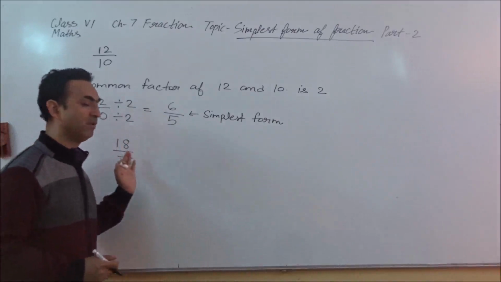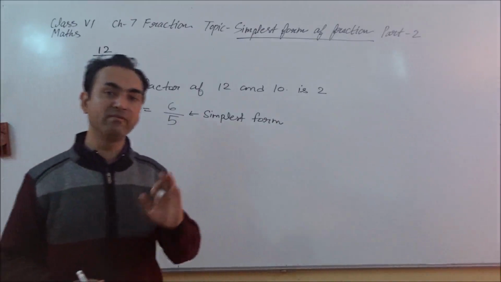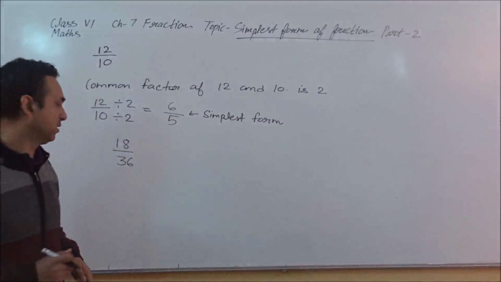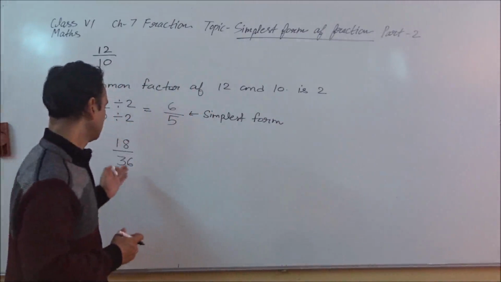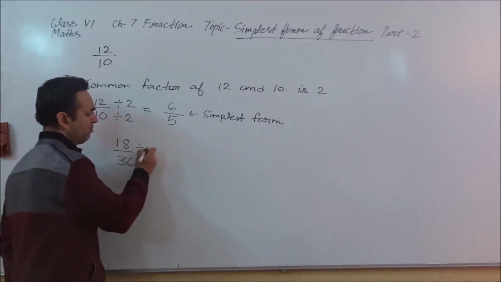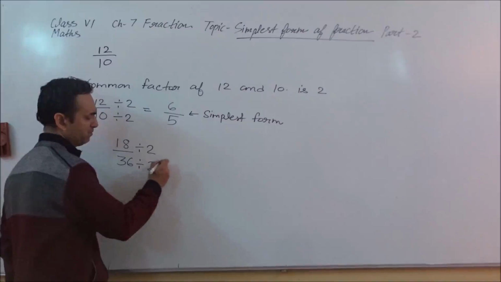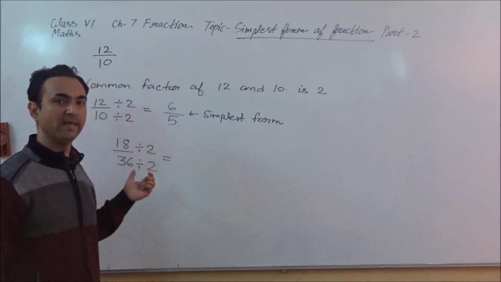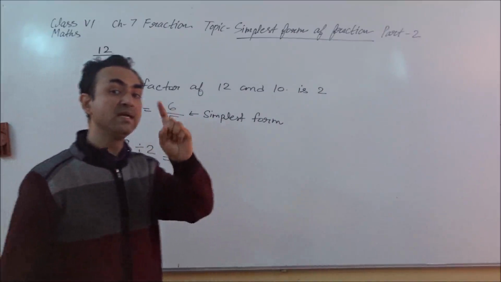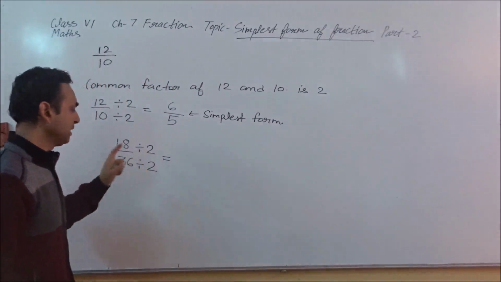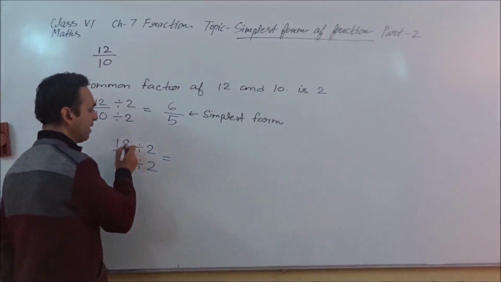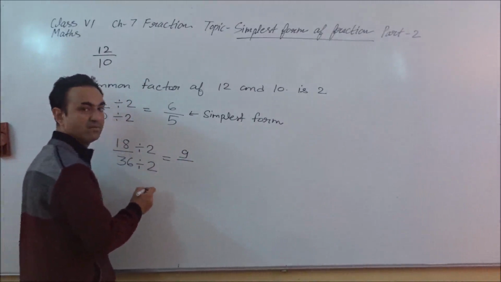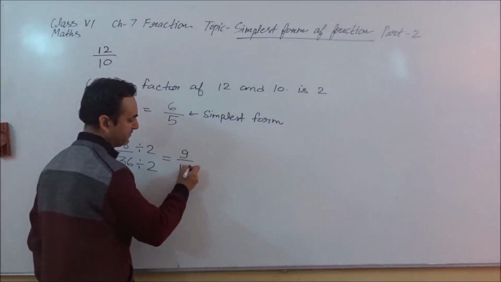So what we do is find the common factor, a number which can divide both numerator and denominator. You will think this number can easily be divided by 2, both numerator and denominator. Both should be divided by the same number. The same number is 2. So when you divide 18 by 2, you get 9, and when you divide 36 by 2, you get 18.